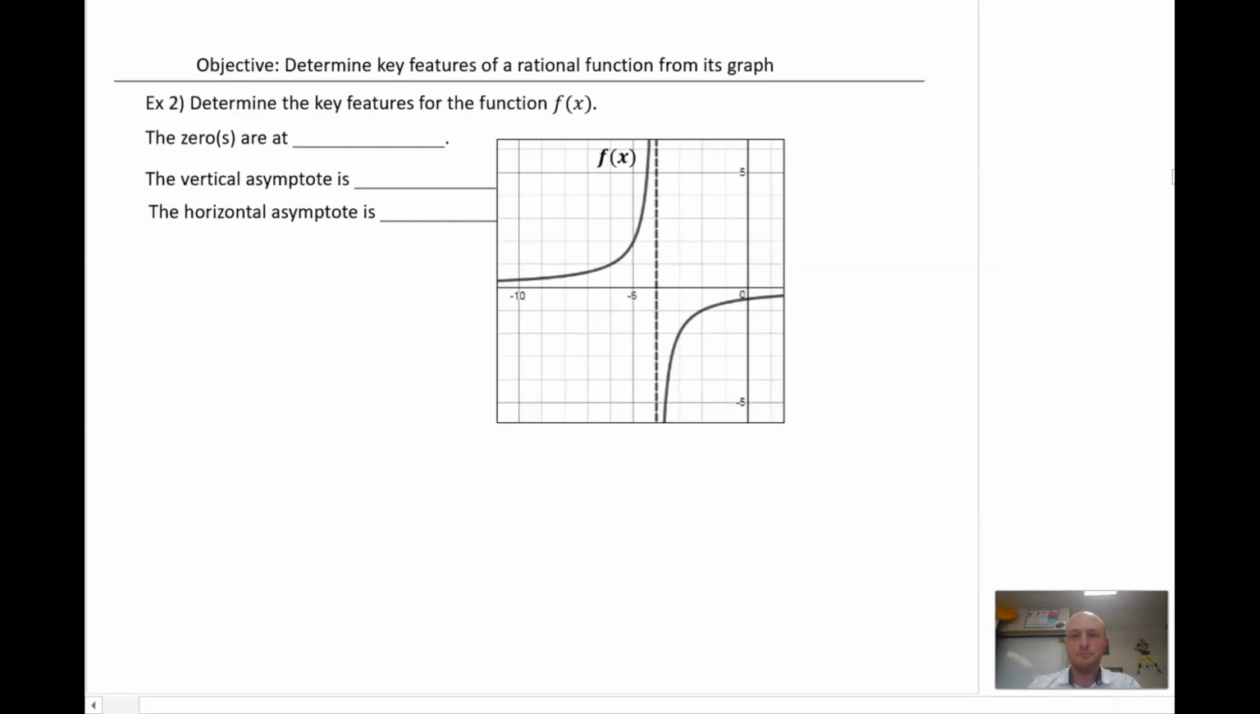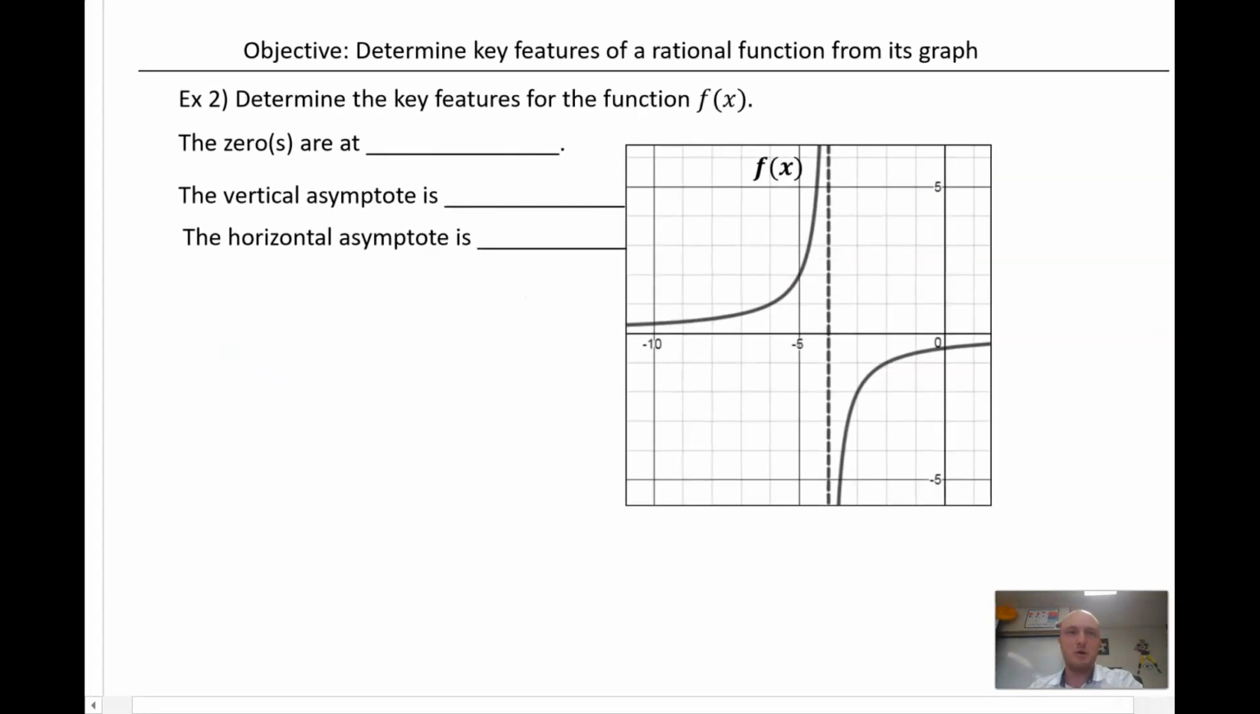Very straightforward. Here's example 2. What is the zero? Well, I'm going to look for my x-intercept, and there are none. So we're going to say that the zeros occur at, you can say non-applicable, or you can say there are none.